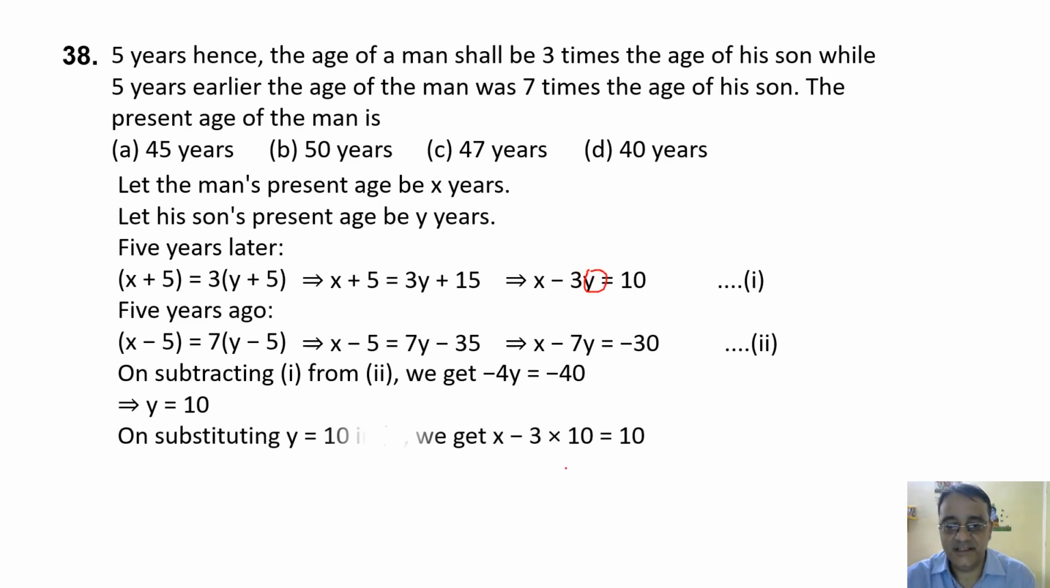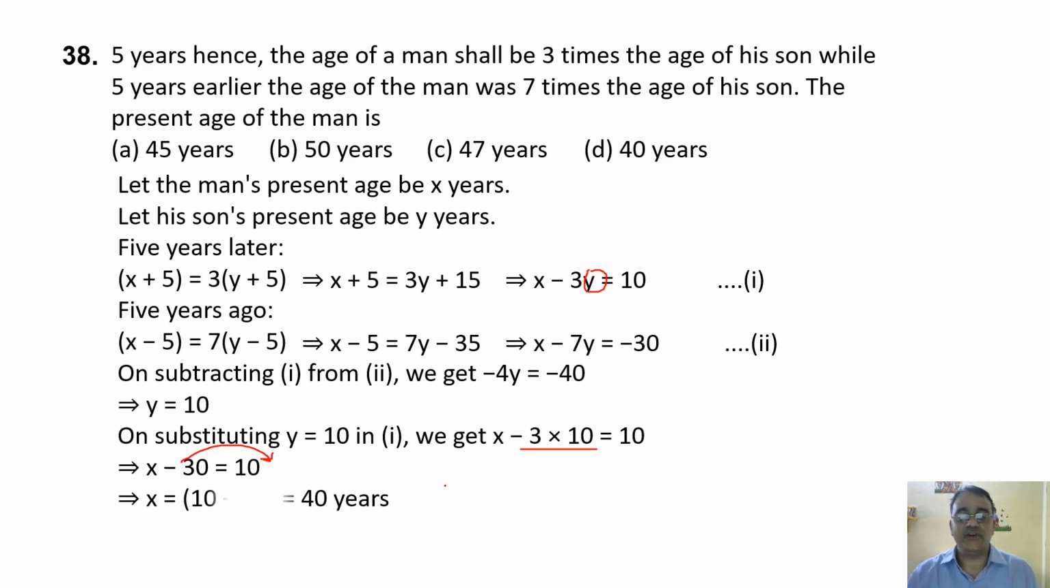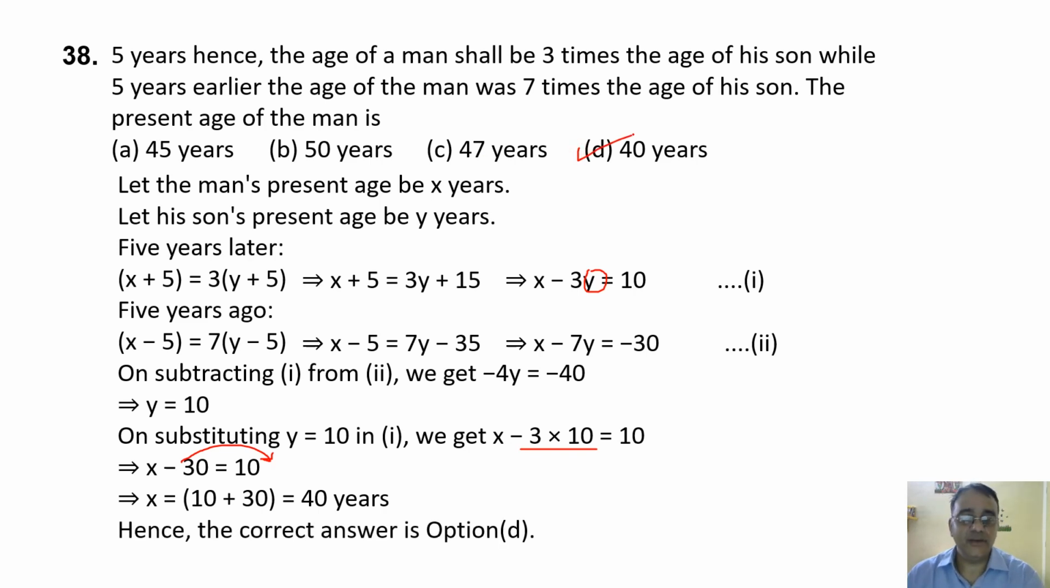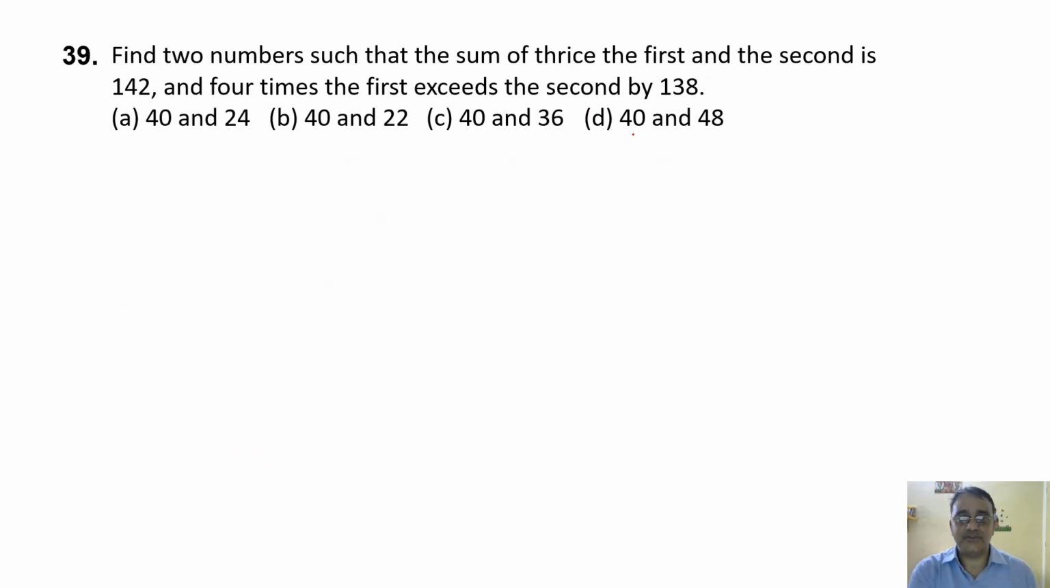So x minus 3 into 10, that is minus 30 is equals to 10. Minus 30 को इधर shift करो. So what you will get, x is equals to 40. Right. So which option is the correct one? Option D, right. So now we are moving toward the second last question.